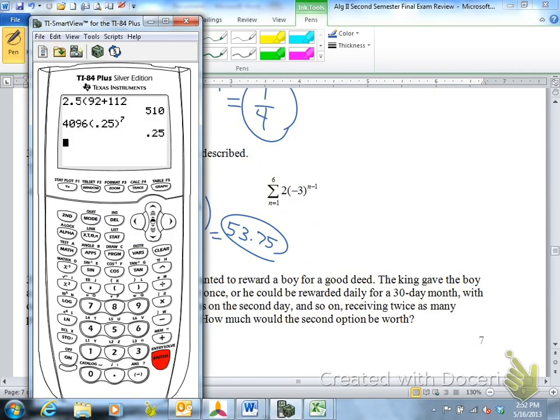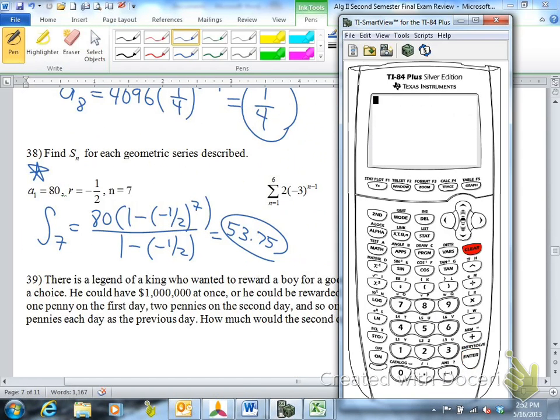So it'd look like this on your calculator. If you try to do it all at once at least, 80, parenthesis 1 minus -1/2 raised to the 7th, divided by 1.5 is 53.5.